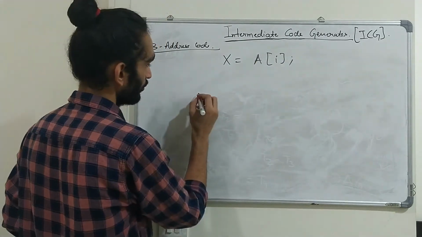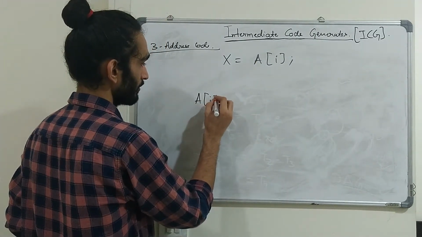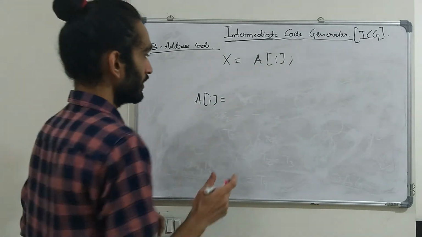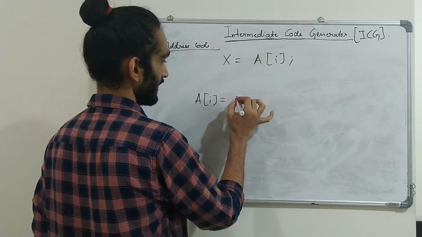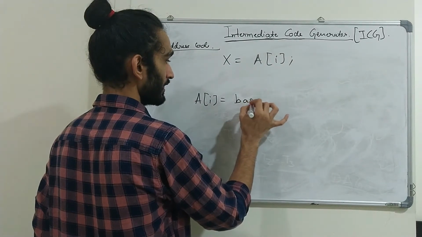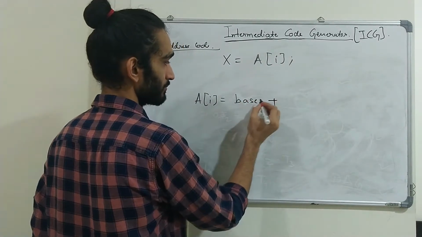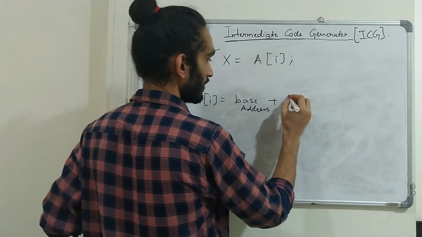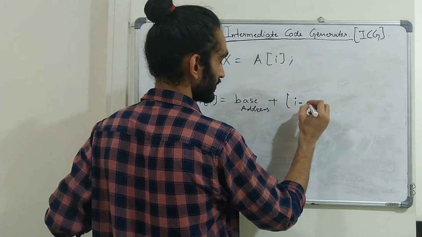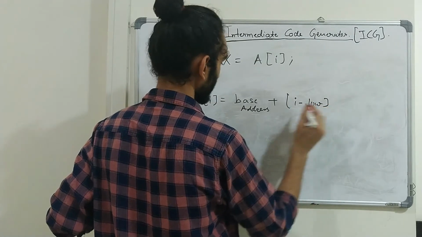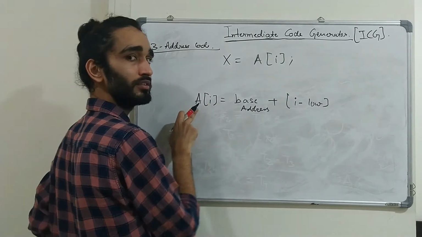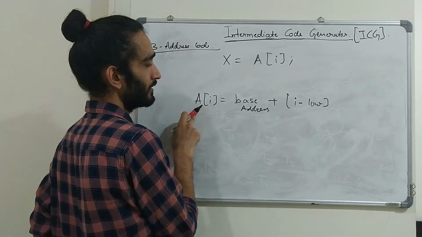So if I want to know the locations of specific elements in this array, I simply can write a formula: a[i] equals base address plus (i minus low) into word size. What is this low here? i is the ith element, low is the index from where this array is starting, right?